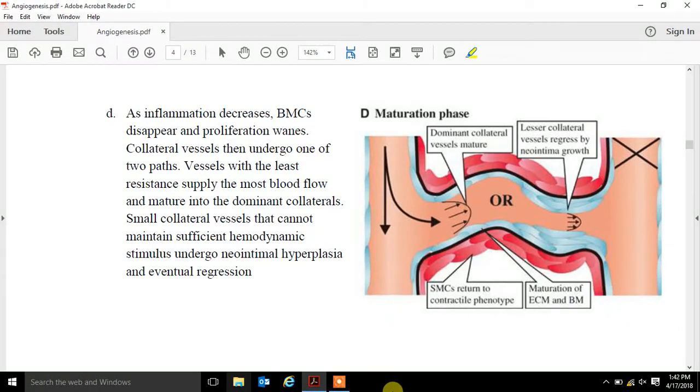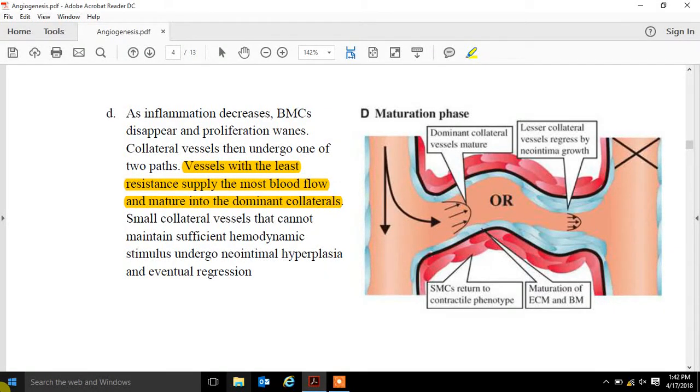Other smaller collaterals that maybe didn't develop quite as fast, or the stimulus wasn't there, whatever it may be, if they can't sustain that hemodynamic stimulus, they'll regress back to the normal small collateral flow. So the vessels with the least resistance supply the most blood flow and therefore mature into the dominant collaterals. We can see that either-or situation here in our image.